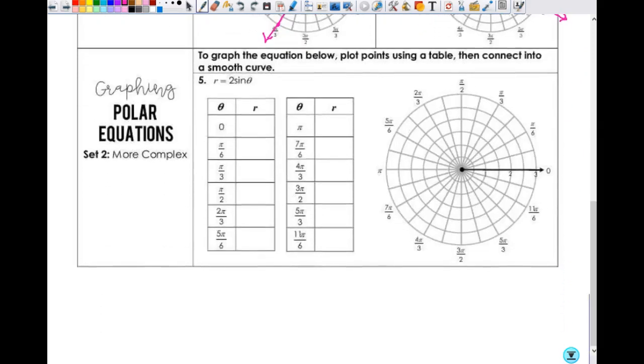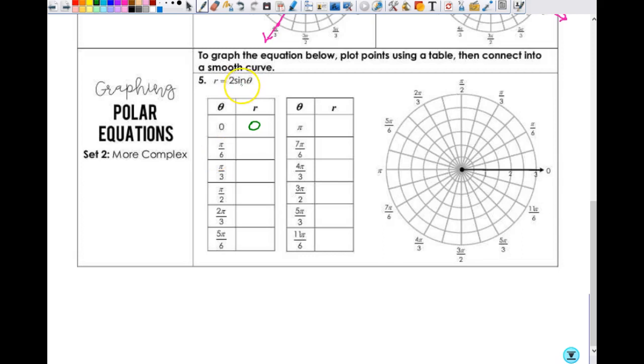It says to graph the equation below, plot points using a table, then connect it to a smooth curve. So before we plot points, we're going to come up with this table. We're not going to do a table every single time, just this first time so we can think through what's happening. When theta is 0, what's sine? 0, and 2 times 0 is 0, right?